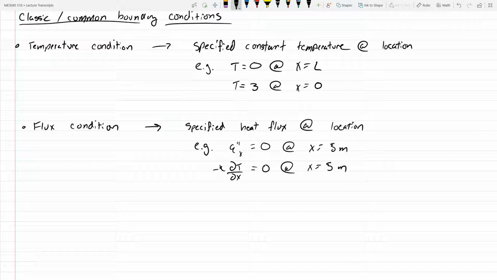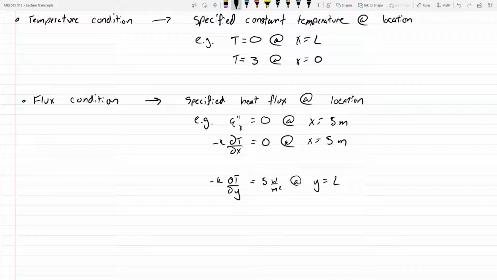It doesn't have to be in the x direction. It could be negative k partial T partial y is equal to 5 watts per meter squared at y equals L. The idea here is any combination of known constant heat flux and known location.